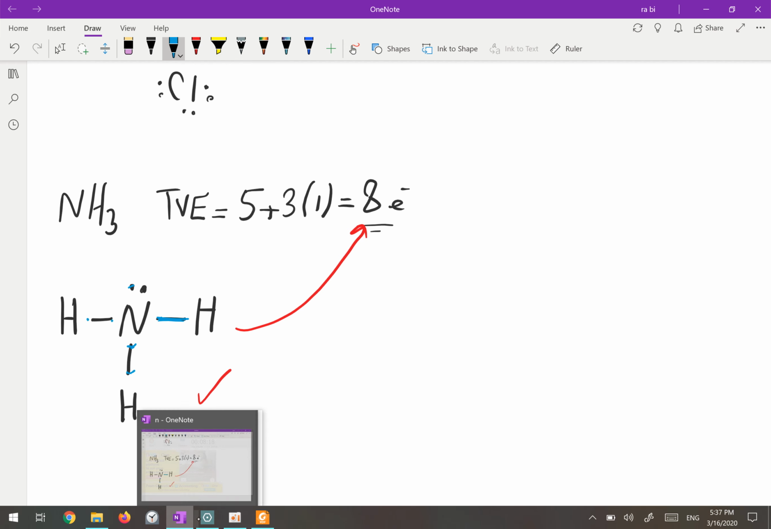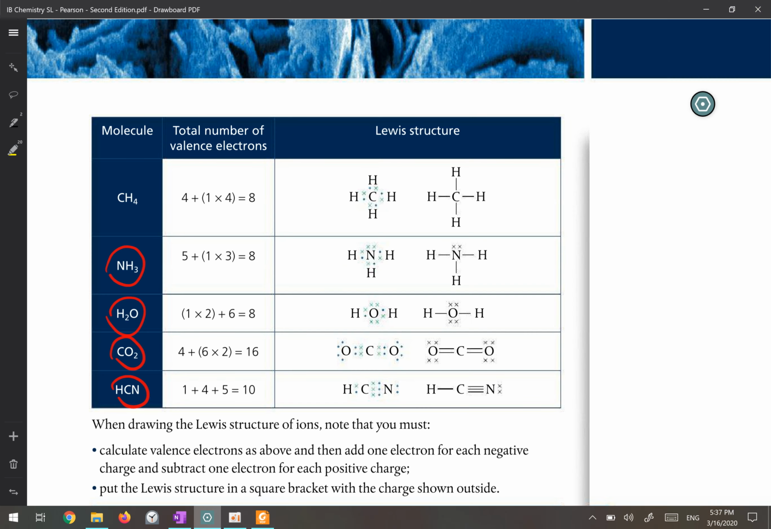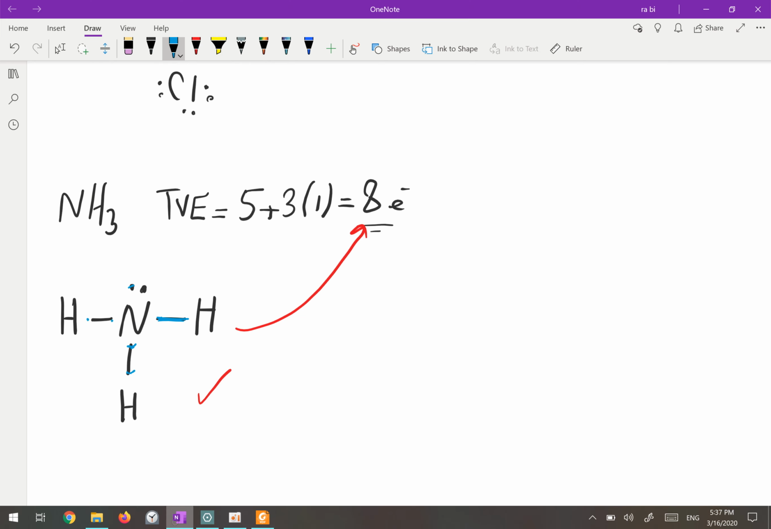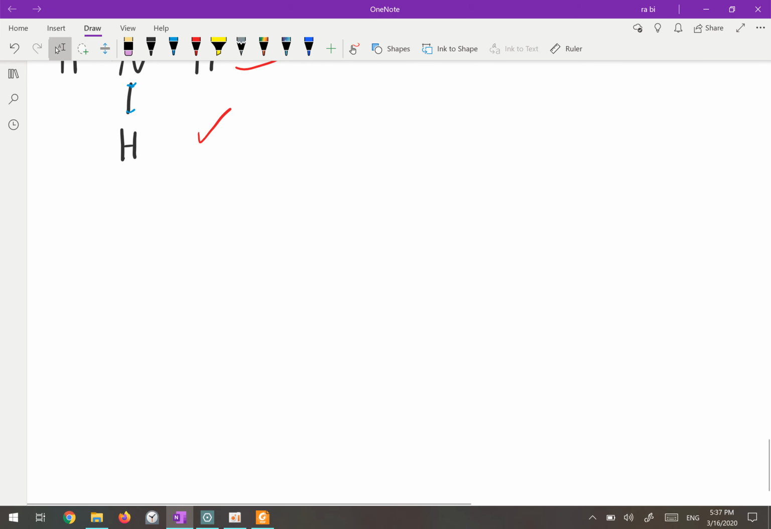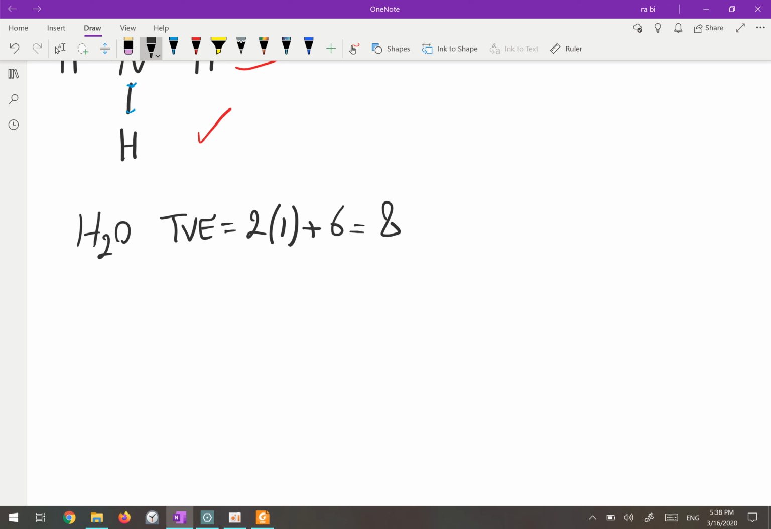Okay, so what was the next? H2O. Let's draw the H2O molecule. We follow the same steps. H2O, total valence electron. You have 2 hydrogens, so each hydrogen has 1 valence electron. And you have 1 oxygen. Oxygen is in group 16, so it has 6 valence electron. Total valence electron becomes 8.